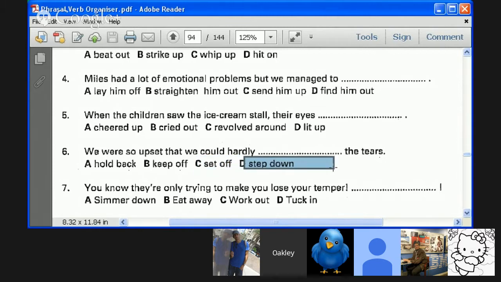And to step down is to resign. All right. Recently, the United States Defense Secretary stepped down, for example. He resigned. Yeah, anybody in any sort of position of power or authority who quits their job, we would say they step down.